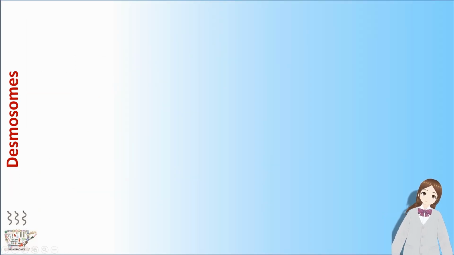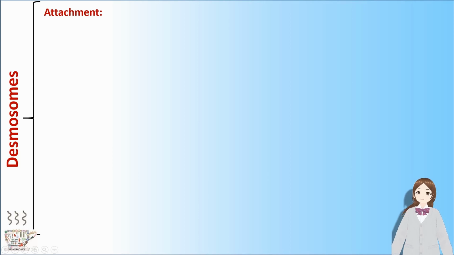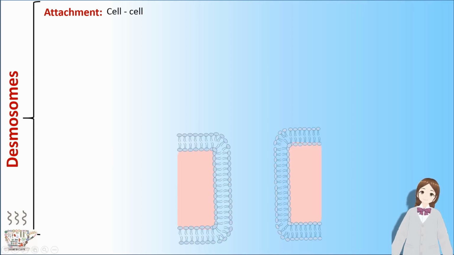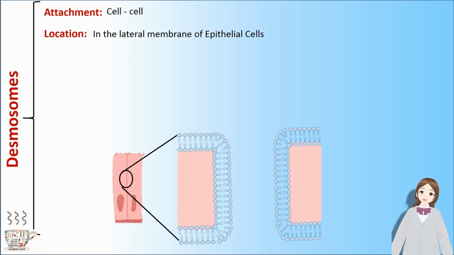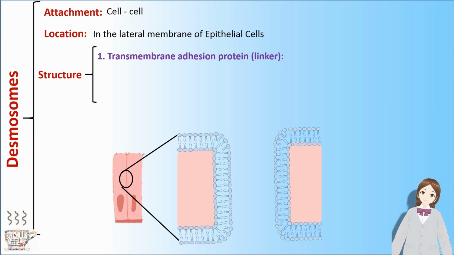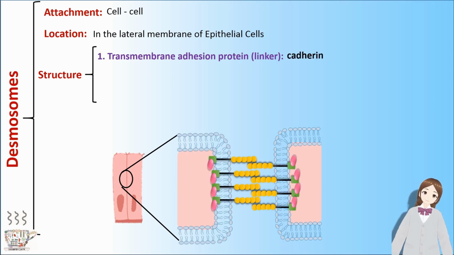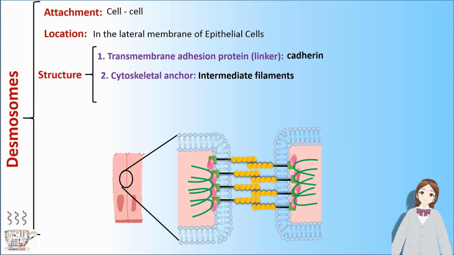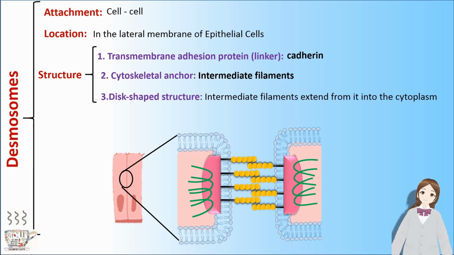Desmosomes. Desmosomes have cell-to-cell attachment. They are located in the lateral membrane of epithelial cells. They have three parts in their structure: transmembrane adhesion protein or linker, cadherin, cytoskeletal anchor, intermediate filaments, and disc-shaped structure. Intermediate filaments extend from it into the cytoplasm.